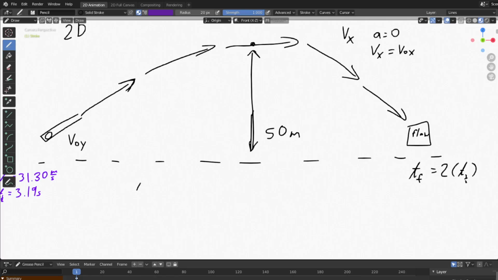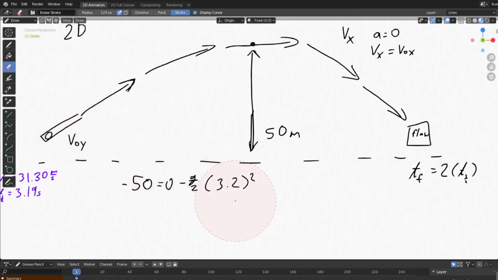So, I'm not even going to do a derivation, we're just going to write out these numbers. Negative 50 equals 0 minus g over 1/2 times 3.2 squared. I said write out numbers, and then I didn't write out g, but don't worry about it. Wait, no, we're trying to find the time. Never mind, I guess we do have to use a derivation.